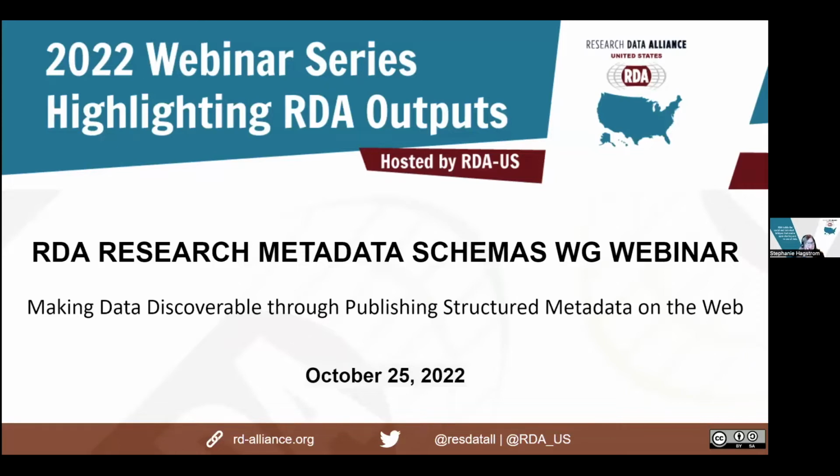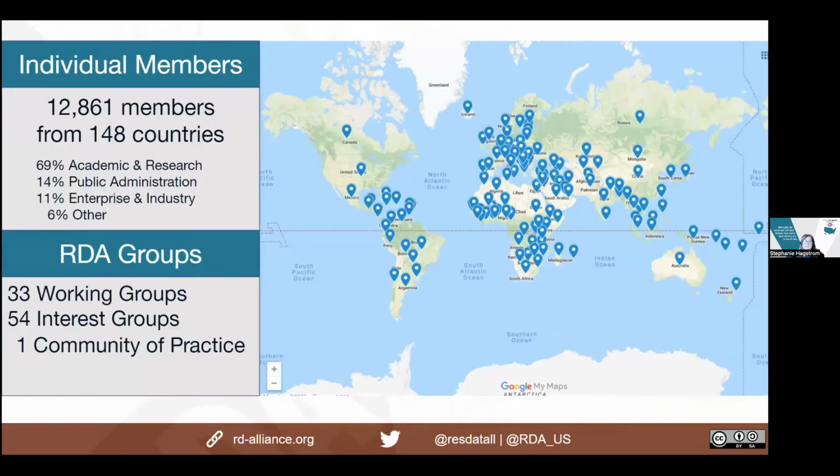Okay, here we go. I have some housekeeping information and some information about the webinar. So the Research Data Alliance is a global community of over 12,861 data experts from 148 countries who collaborate and build the social and technical bridges to enable open sharing and the reuse of data.